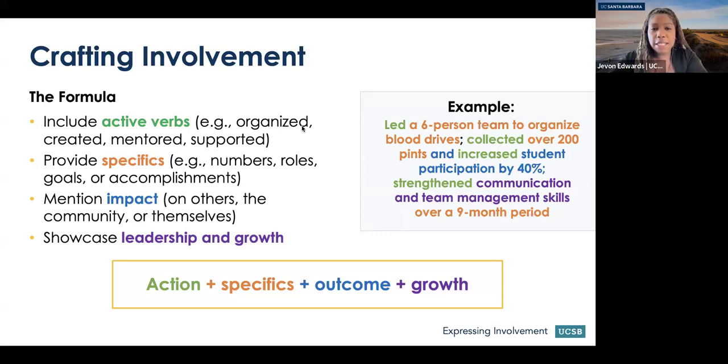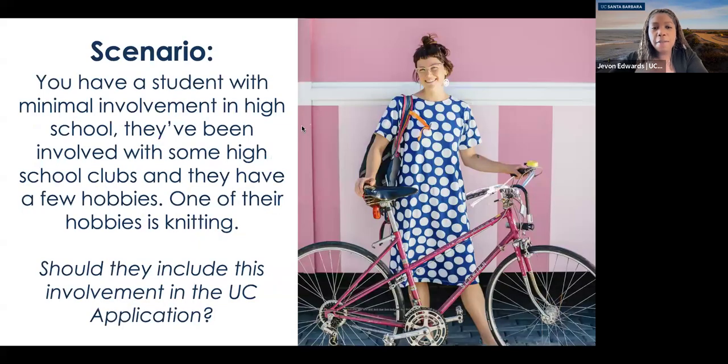Okay, so now that we have an idea of the formula, if you will, I have a scenario for you all, and I'm gonna go ahead and see if the chat is open, which it's not. So I'm gonna go ahead and open it now. And so this scenario is you have a student with minimal involvement in high school. They've been involved with some high school clubs, and they have a few hobbies. One of their hobbies is knitting. Should they include this involvement in the UC application? What say you? Feel free to add it into the chat if you think this is an experience that they should include in the UC application.